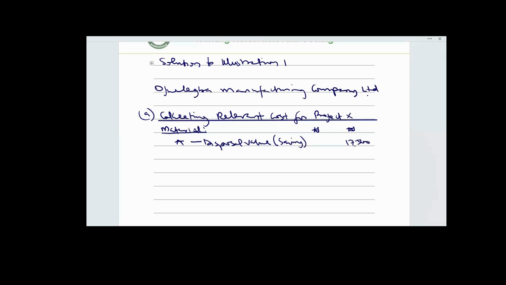17,500. Because what we are calculating is a cost. The title of what we are calculating is a cost. So this 17,500 must be in brackets. This will reduce the total cost, because if you don't put it in brackets, your cost will be increasing. So you have to put it in brackets to reduce the total cost.